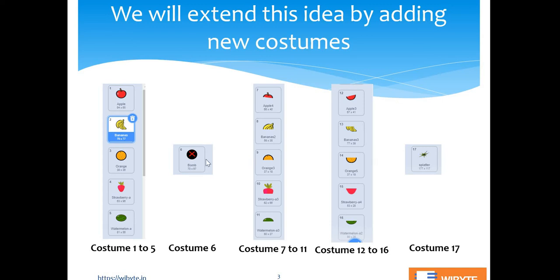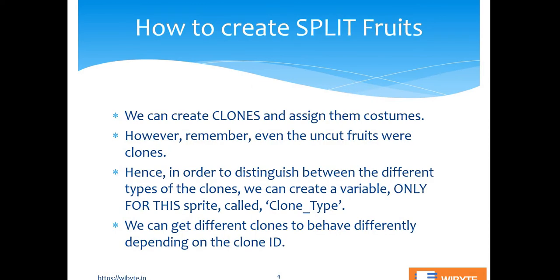But now the catch is that previously we could just change the costume of the clone itself, but here we can't do that because we need to have two such costumes. So what we are going to do is create more clones, and we'll identify what kind of clones we have. Remember, even the uncut fruits are basically clones. So now we are going to create more clones with these costumes, but to do so, we must somehow figure out which clone we are talking about, because we are going to give individual behavior to each of these clones. Whenever this situation comes, the right approach is to use a variable only for this sprite. So we'll create a variable called clone type, and that will be only for this sprite. With this, we are going to get different behaviors for the different clones.